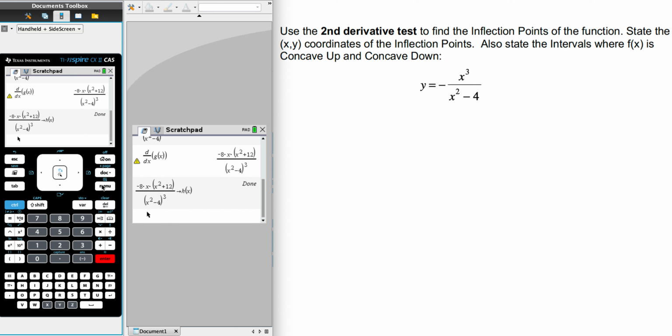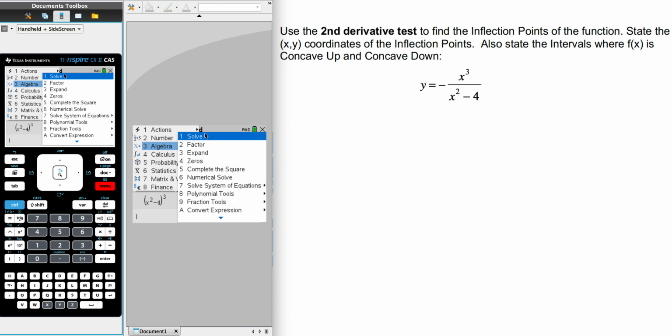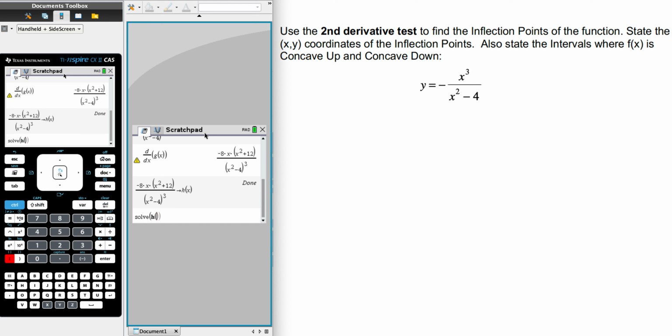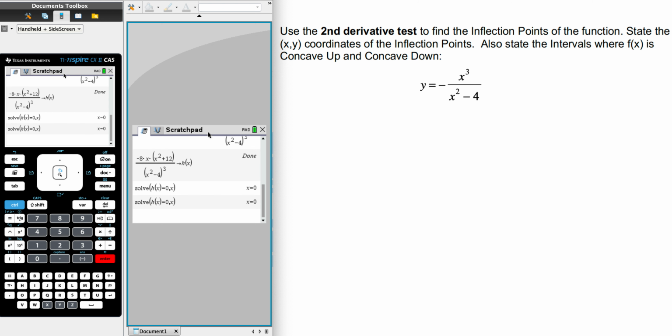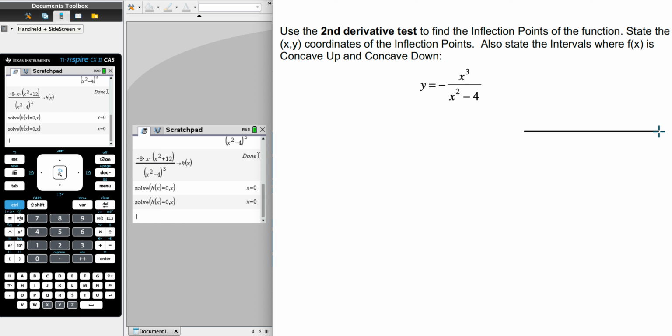Okay. First thing we need to do here is we need to use menu, algebra, solve, and we need to figure out where the second derivative is equal to 0. So if we do that, we actually only get one answer. We just get 0. But we have one other thing going on. Remember, the original function has a denominator here that is going to have vertical asymptotes. So whenever that's equal to 0, that means we have vertical asymptotes. So you can do this a couple ways, but let's set up our number line. Let's put our 0 first. That's going to be our only inflection point.